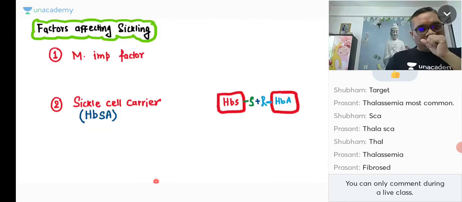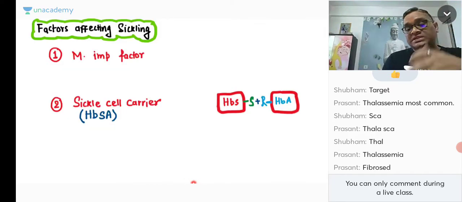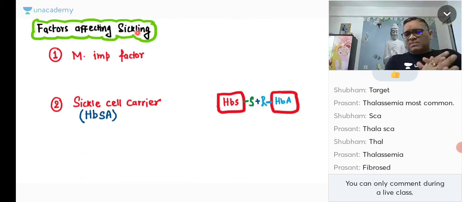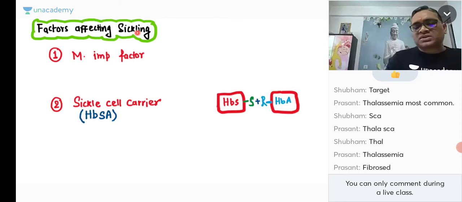Clear? Right. Now we will see what are the factors which affect sickling. This is again a very, very important thing. I will come back to the vaso-occlusive crisis, don't worry about that. I have just given you an introduction because you were seeing the sickle cell, and I wanted to show you what will be the consequences of the sickle cell formation.